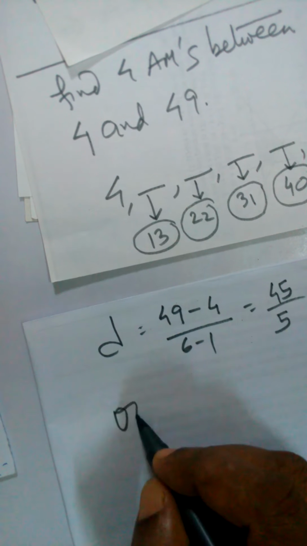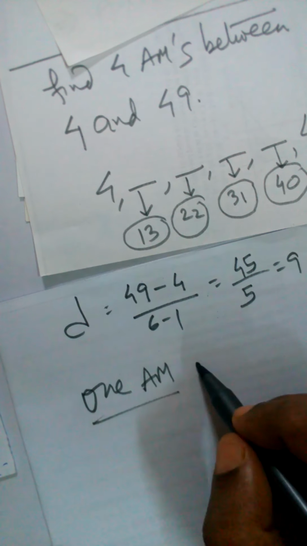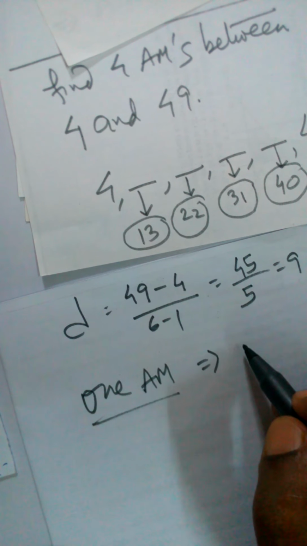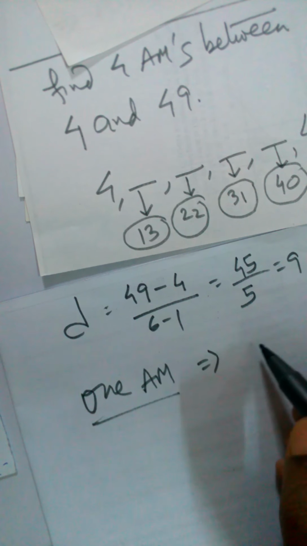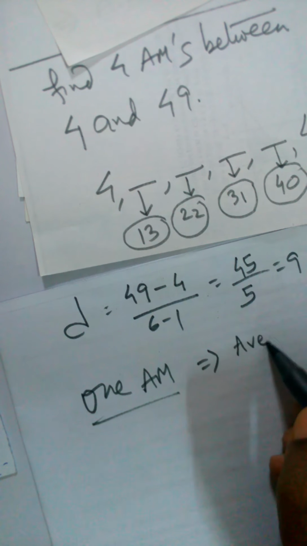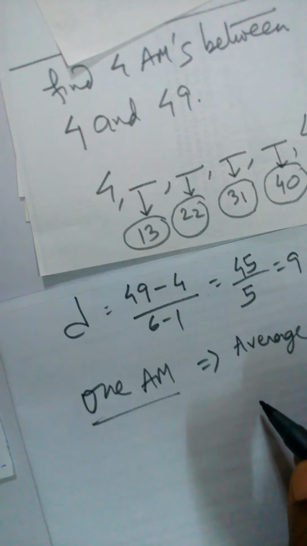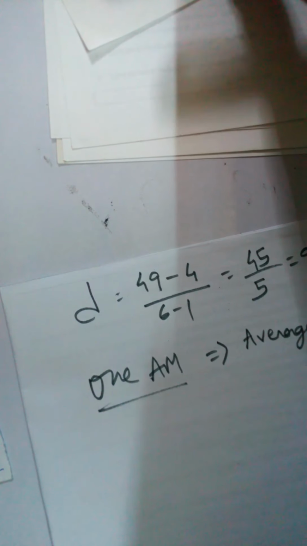But one arithmetic mean, if I say, is nothing but like x bar. There are two values, and we have to find the average of the two. Simple average, that is adding the numbers and dividing by 2, because one arithmetic mean will be the middle number of the two.